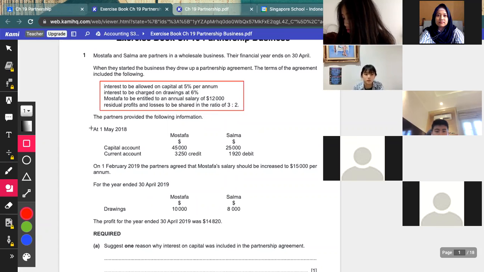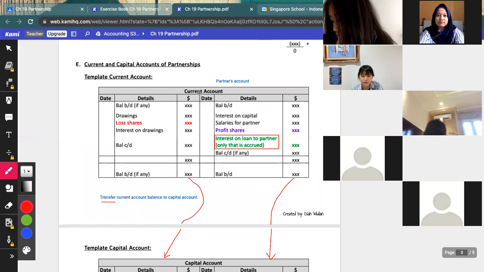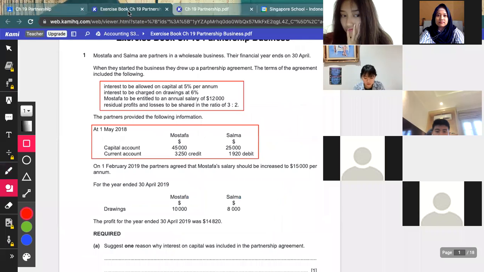The partners provided the following information. At 1 May 2018 indicates it is the opening balance of capital and current account. Look at your current account over here, everyone. The current account of Mustafa is 3,250 credit. It means positive. While for Salma, 1,920 debit. It means negative. So Salma will have a debit balance brought down, while Mustafa has a balance brought down on the credit side. Mustafa positive, Salma negative. Look at these words, credit and debit.